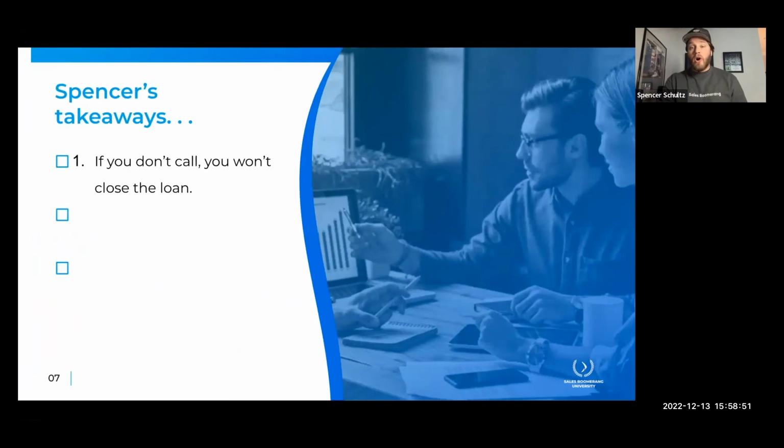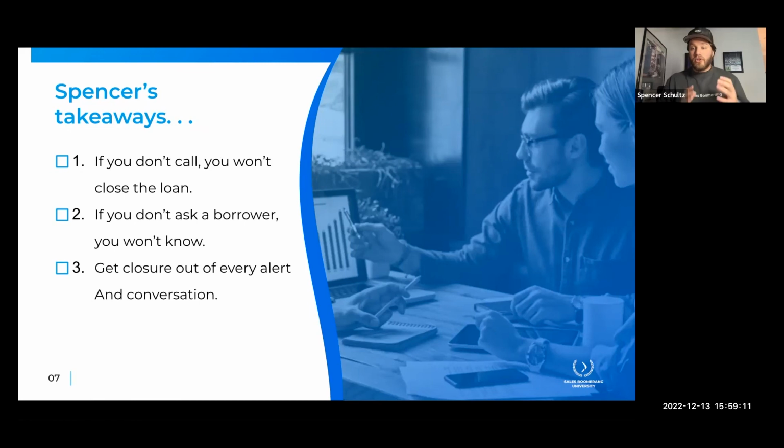Again, if you don't call, you're not going to close the loan. If you don't follow up on the alert, if you don't ask a borrower, guys, you're not going to know. So have they considered an investment property? Have they considered using their equity to create equity? Have they, through a construction renovation loan, have they considered debt consolidation or a reinvestment strategy or a principal reduction? Get closure out of every alert, guys.